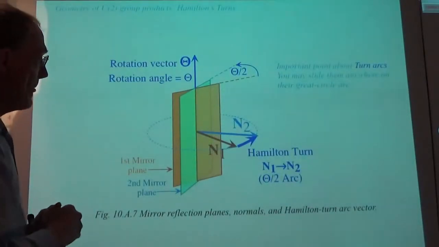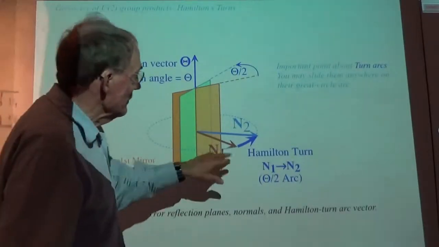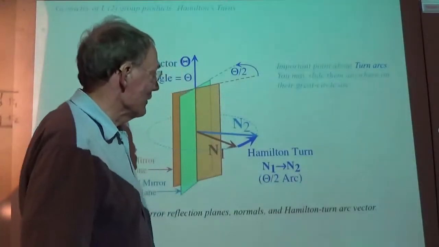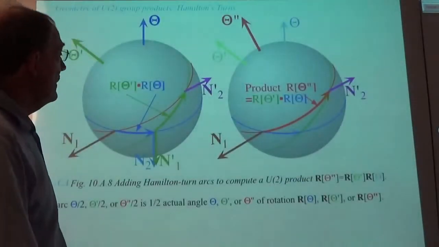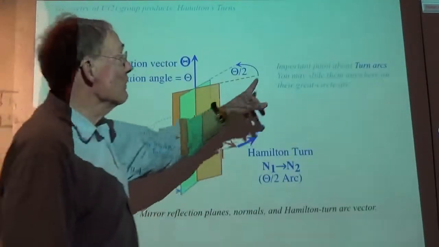Okay? That's pretty telling. And the idea is it's a theta over 2 arc. Then, what do you do? No, and there's one important point. Important point about turn arcs.